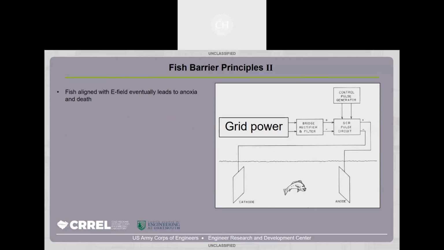One thing that is interesting is that when fish get into this electric field, when it's strong enough, they will involuntarily rotate towards the anode, and eventually start to drift that way. Depending on how strong the field is, they can either become unconscious or even die.